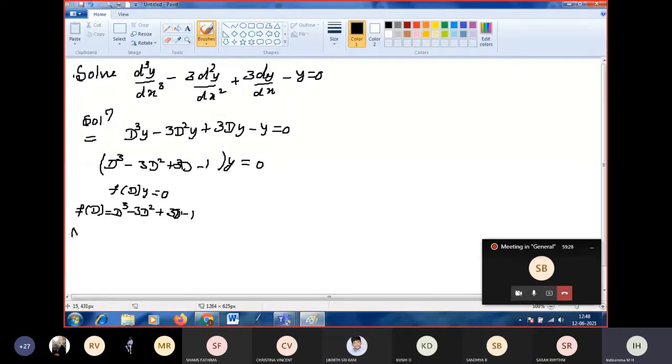What is the next step? Auxiliary equation. What is the auxiliary equation? M cube minus 3m square plus 3m minus 1 equal to 0. That is very important, you should take it equal to 0. Okay, next. Is it possible by factorization?